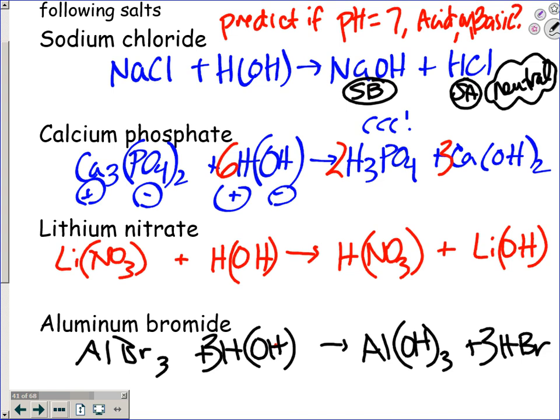Try that for the last three examples. Assign strong or weak. Decide if pH is neutral, acidic, or basic. I need to see you writing SB, SA.